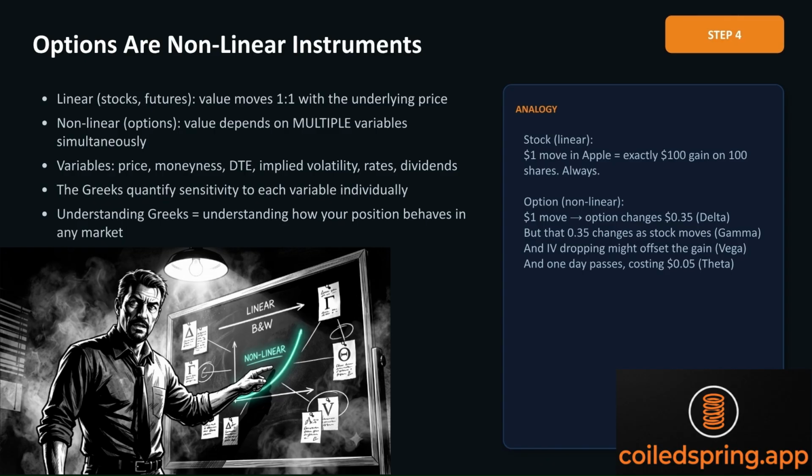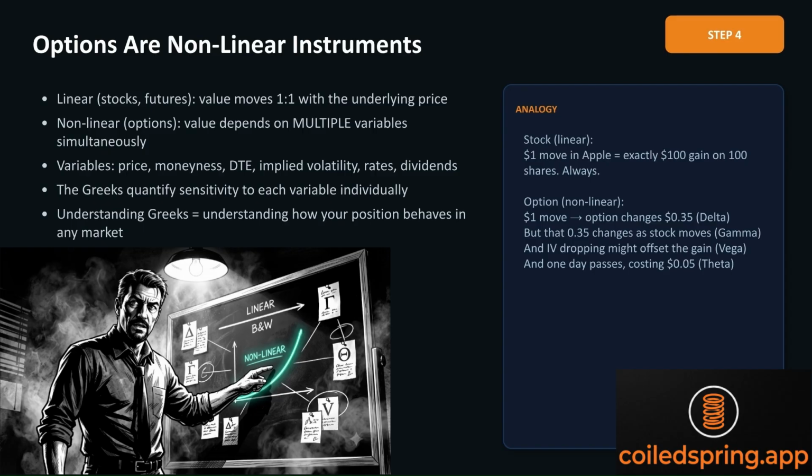Let's start with linear. A stock is a linear instrument. A futures contract is a linear instrument. The math is straightforward and constant. If Apple moves $1, your position on 100 shares moves exactly $100. Always, up or down, in any market condition at any time of day. A $1 move equals a $100 gain or loss. That relationship never changes. It's a straight line.